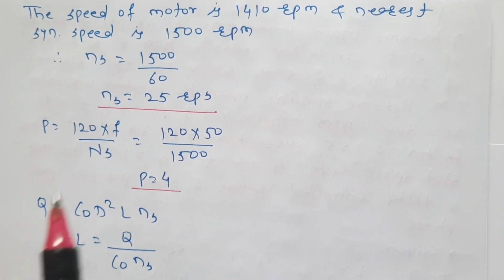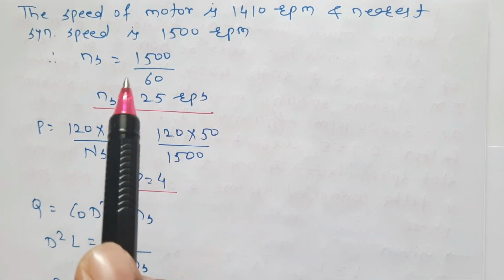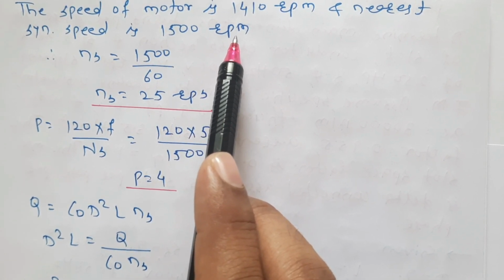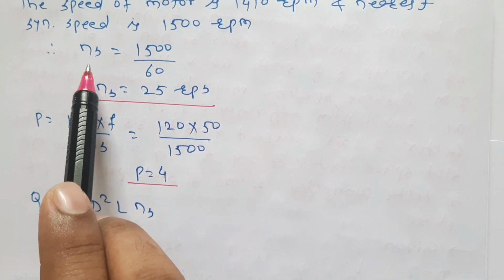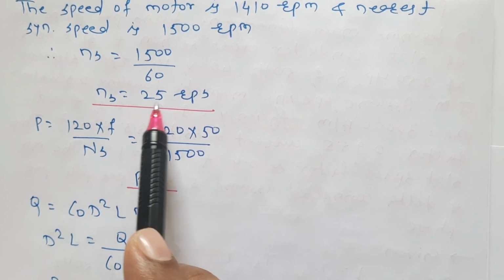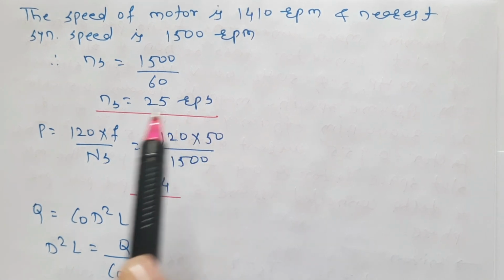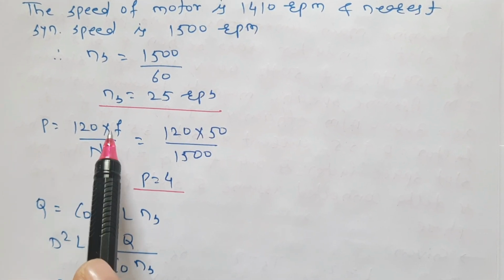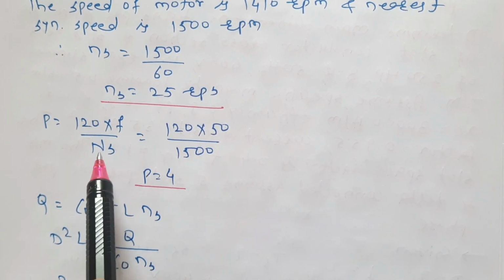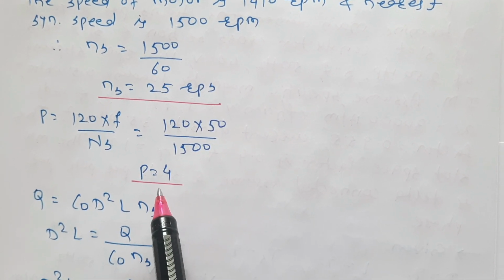Now in the given data, the speed of the motor is given, that is 1410 rpm. Therefore, the nearest synchronous speed of the motor is 1500 rpm, which is in revolutions per minute, but we require revolutions per second. Therefore, small ns is equal to 1500 divided by 60, that is 25 rps, revolutions per second. In this problem, we also require the number of poles. Therefore, P is equal to 120 F divided by Ns. The value of frequency is 50 Hz, and capital Ns is equal to 1500. Therefore, the number of poles is 4.